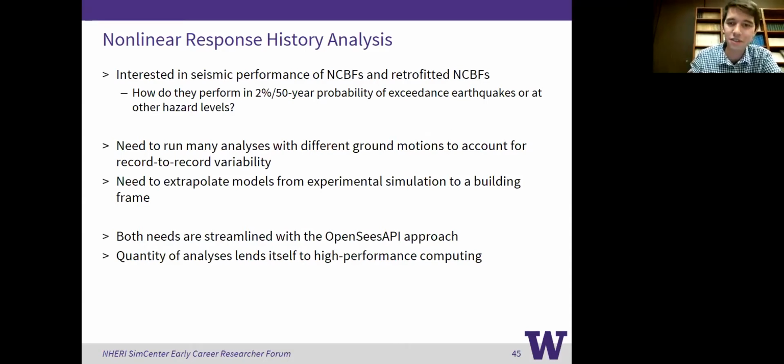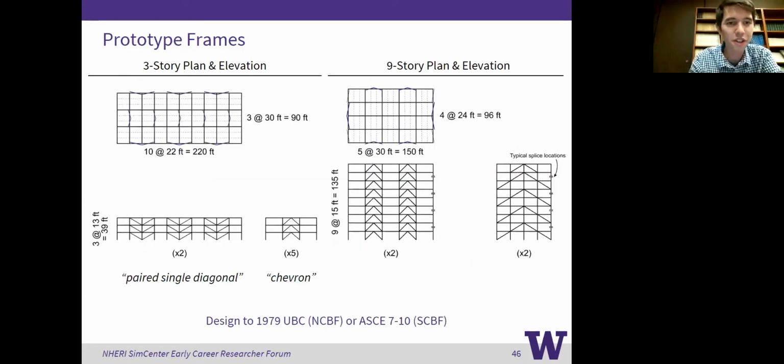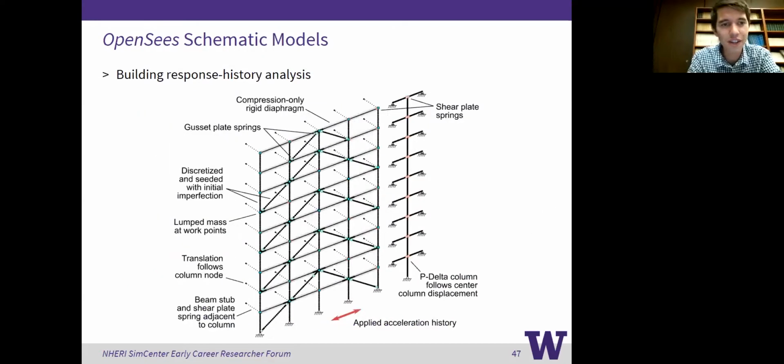Okay, and these two tasks are really streamlined by using the OpenSees API approach, because we've simplified how we're building braces and all that stuff. And then also, this is a problem that lends itself to high performance computing. So I just want to say we have 4 different frames here with 3 and 9 stories and different bracing configurations. And this is what the full building model might look like, okay?